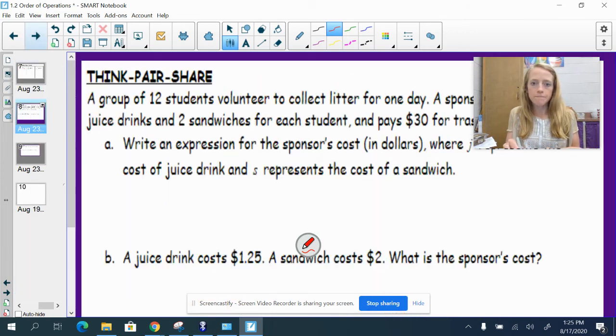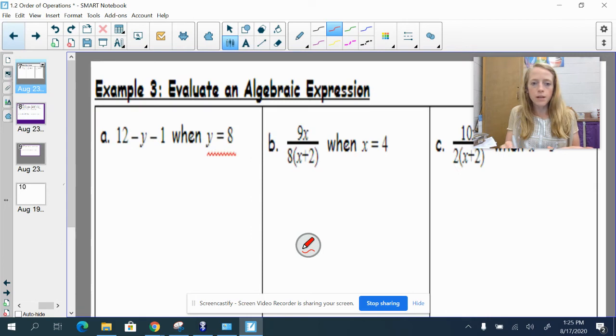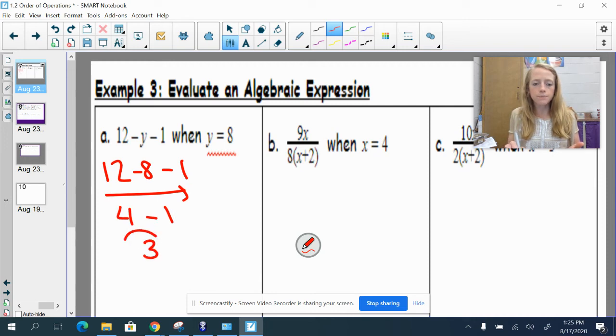or an exit ticket. Okay, so for this one, we're going to plug in the 8 for Y. So I'm just going to take a step, write everything down, and when I get to Y, I'm going to write 8. Okay, now for A, all we have is subtraction, so we're just going to work from left to right. So 12 minus 8 is 4, and 4 minus 1 is 3.